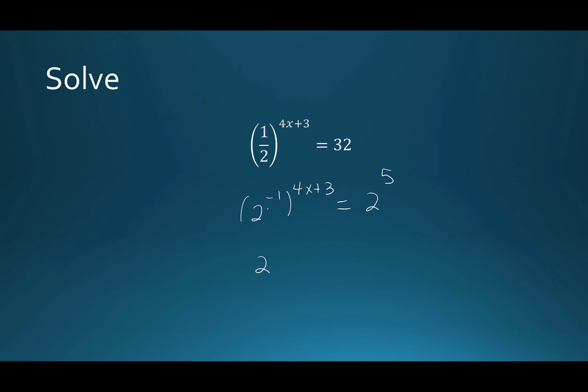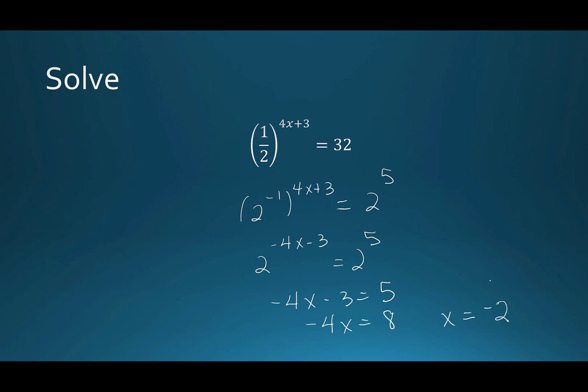So I have 2. I do negative 1 times 4x plus 3. That's negative 4x minus 3. There's 2 to the 5th. So I kind of drop the 2's. Negative 4x minus 3 is 5. I push the 3 over. Negative 4x is positive 8. So my answer is x is negative 2.